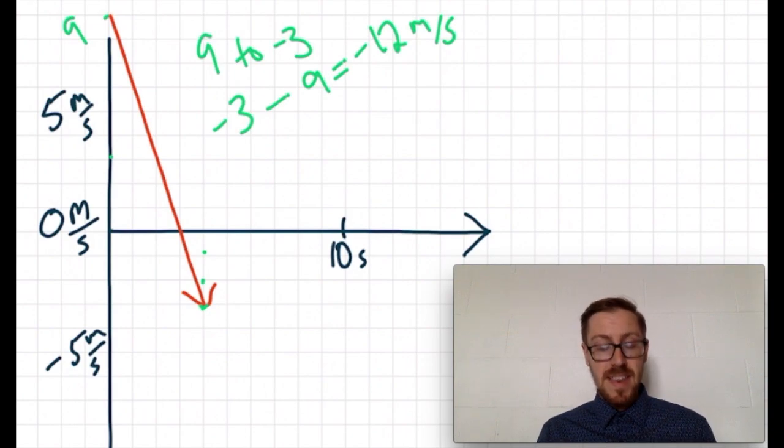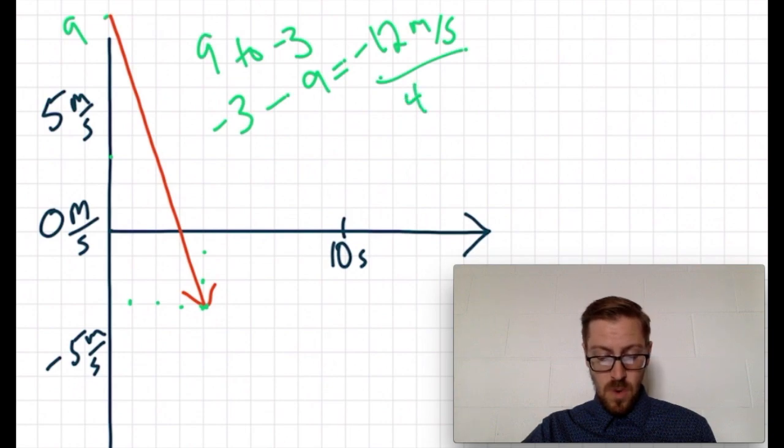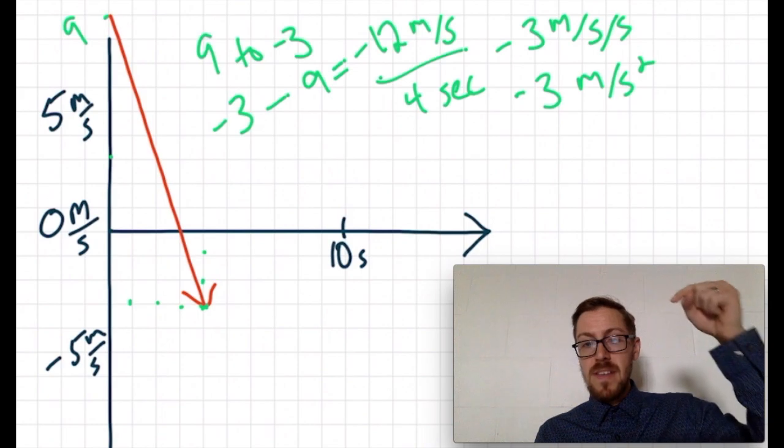Now, that happened in a certain amount of time. It happened in 1, 2, 3, 4 seconds. So our -12 was our rise. It fell 12, divided by our run of 4 seconds. So -12 divided by 4 is -3 meters per second every second. Another way to write that would be -3 meters per second squared. It's negative because our line goes down.